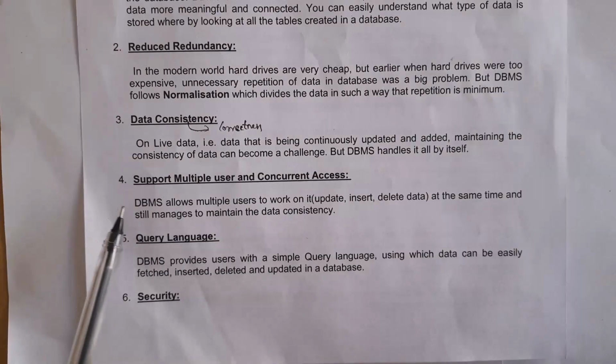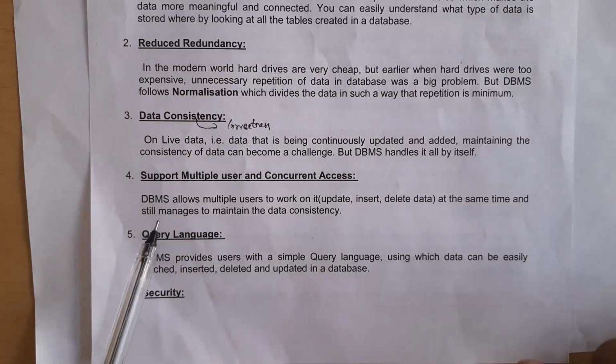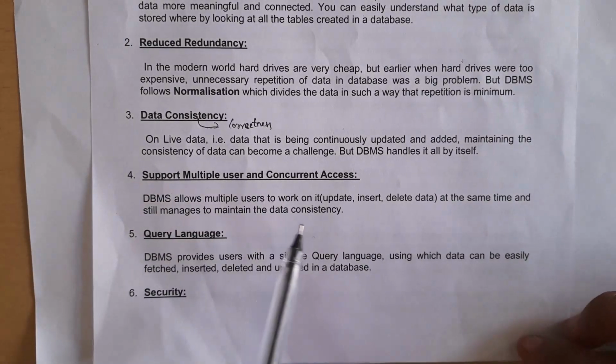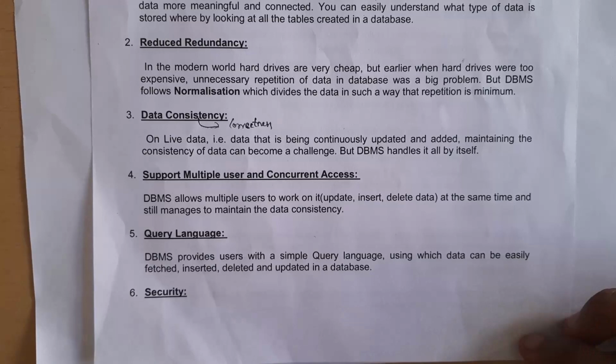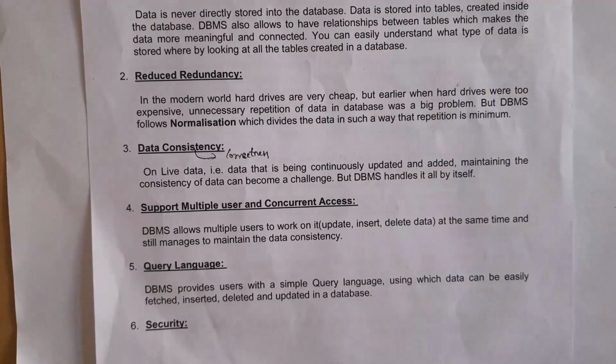And the fourth feature is support for multiple users and concurrent access. DBMS allows multiple users to work on it at the same time and still maintain the data consistency. Guys, not only a single user, but there will be multiple users who will work on a single database at a time. Even though multiple users work on a single database at a time, by using database management system software, data will be correct in the database.